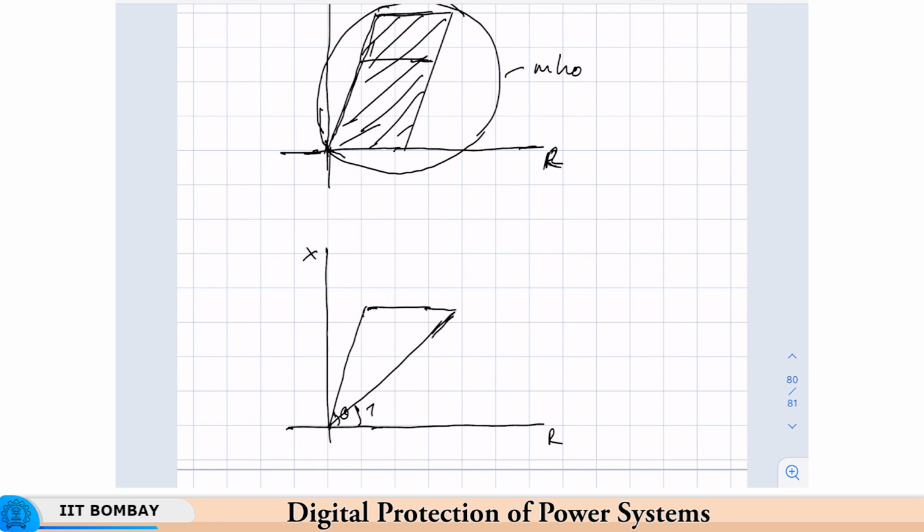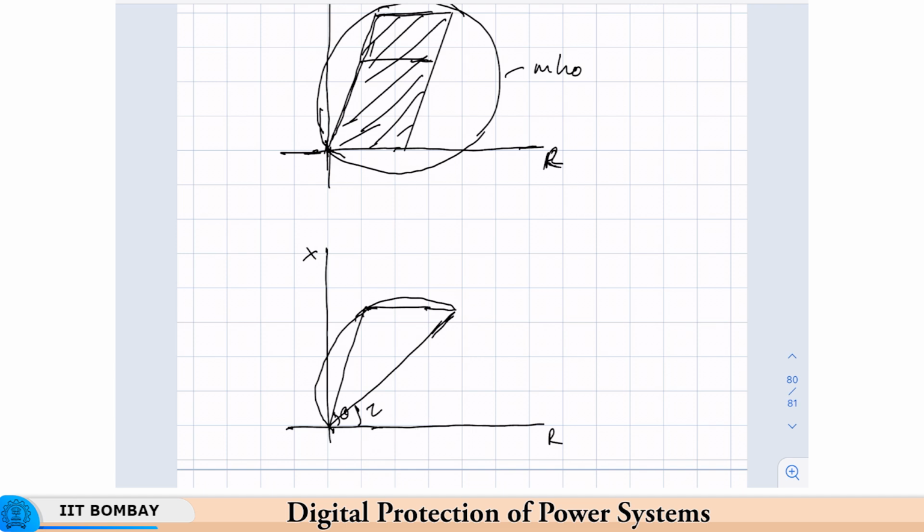Okay, and such that the line lies completely in one half of the semicircle. Now, since this is contained within the half of the semicircle here, this angle is 90 degrees. Okay, so you can call this as Z set.